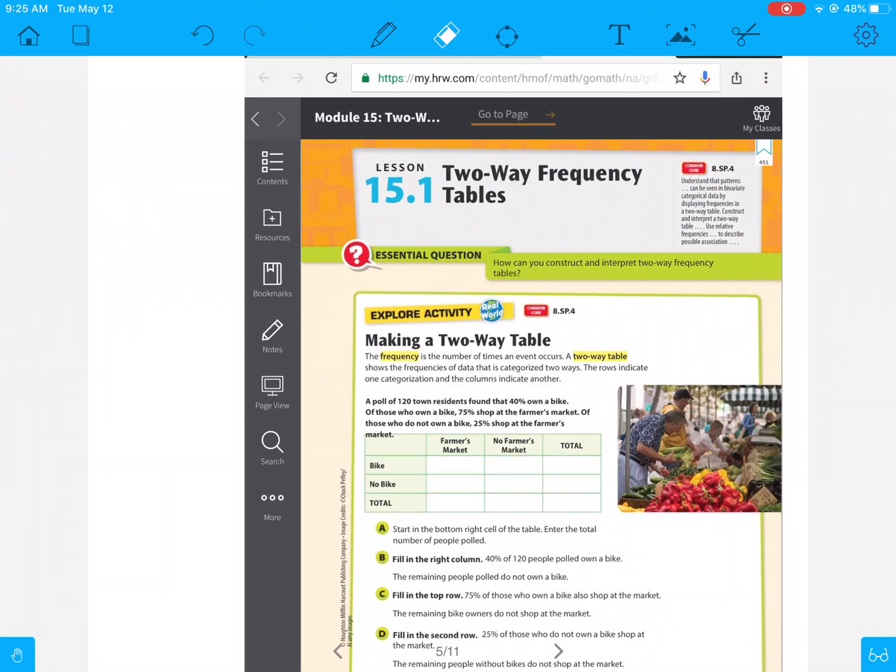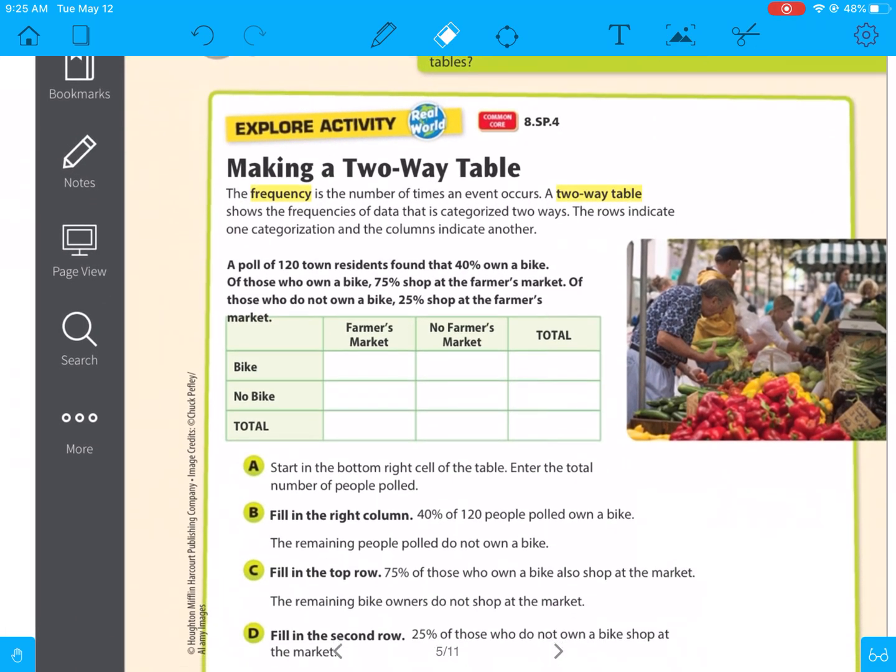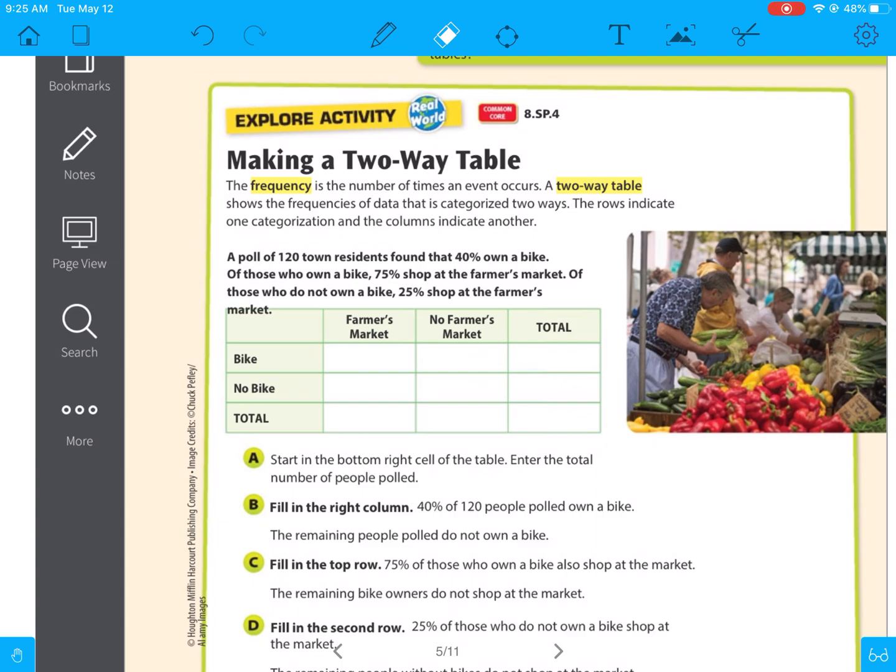Hello, we're going to be talking about Module 15.1, two-way frequency tables. So a frequency is the number of times an event occurs. A two-way table shows the frequencies of data that is categorized two ways. The rows are one category, the columns are the other.